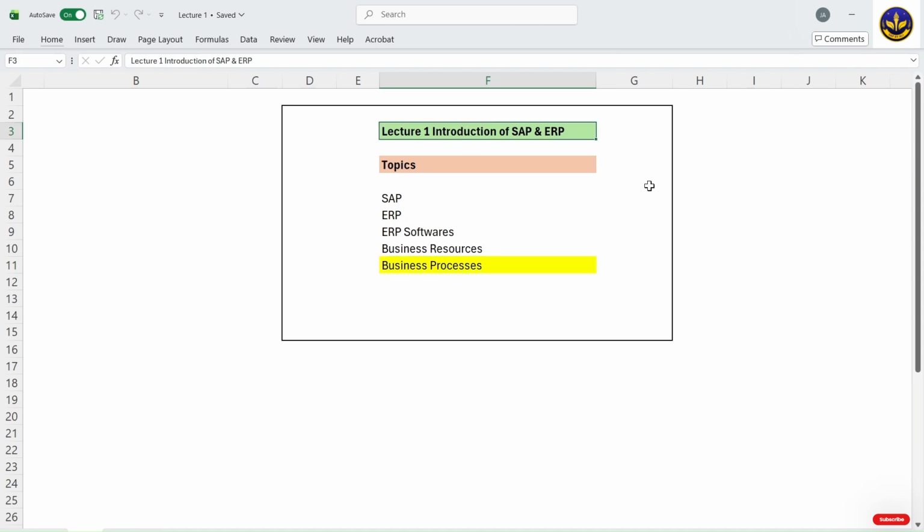Hello everyone. Today we are going to discuss the introduction of SAP and ERP. These are the major topics that we are going to discuss today. For example, what is SAP? What is ERP? The software which comes under ERP, the major resources of any business, and the processes involved in any organization or business. Okay, let's start with our main content.